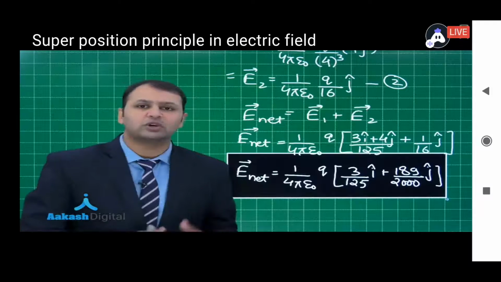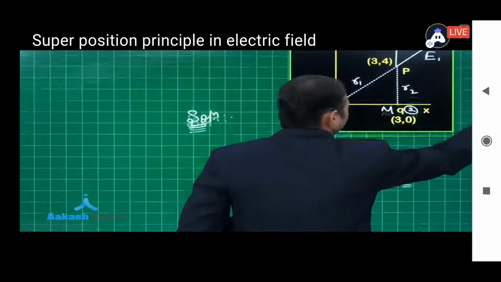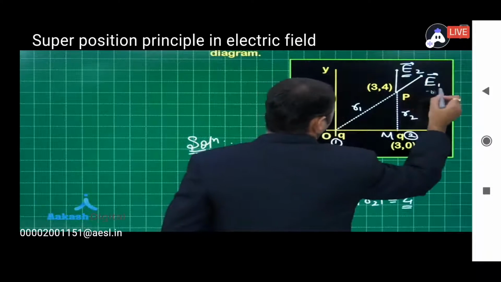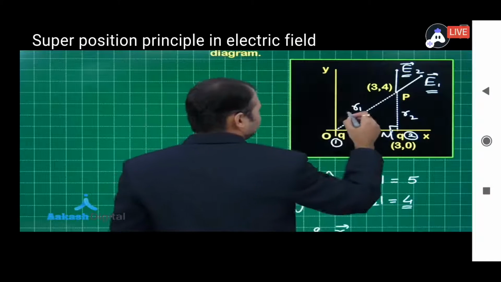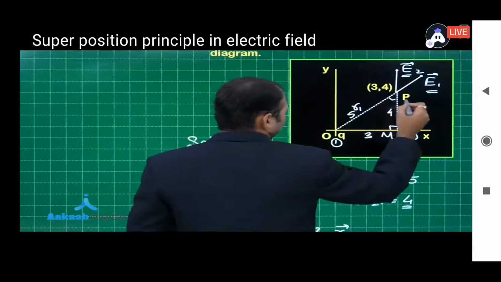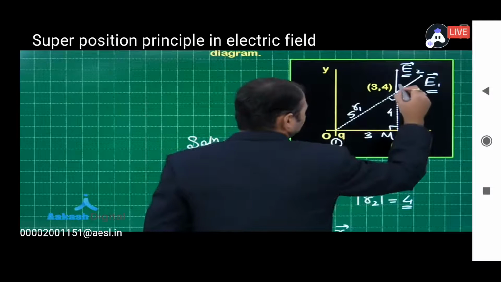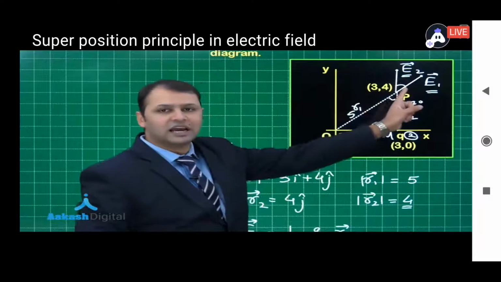Another approach which could have been used here is that we could have found the magnitude of E1 and E2, and certainly this is the 90 degree, this would be 5, this is 4, this is 3. So this angle would be 37 degrees. This will also be 37. You could have found E1 and E2, and this is the angle between them.